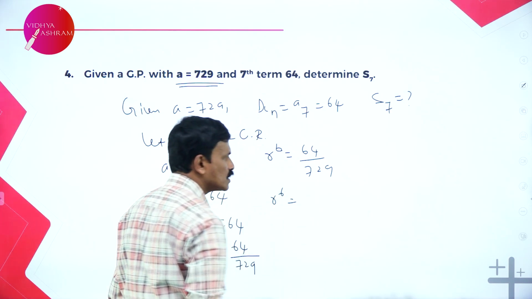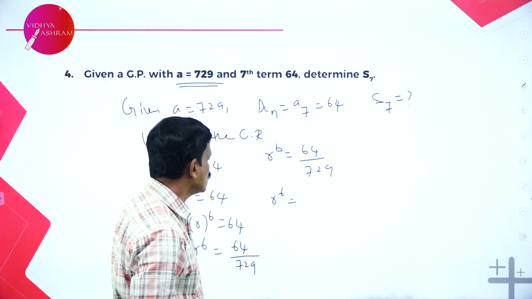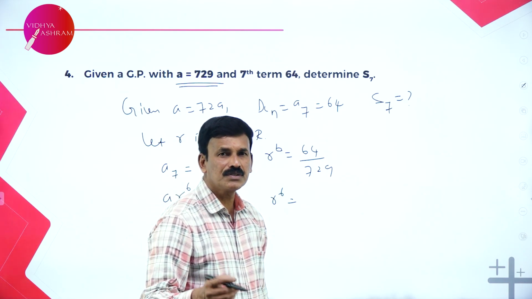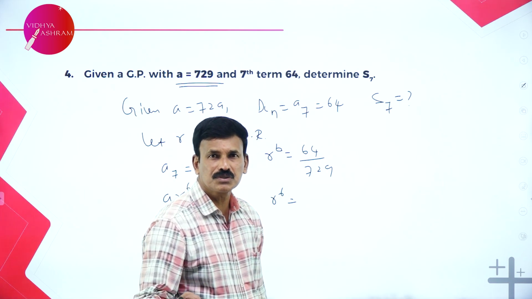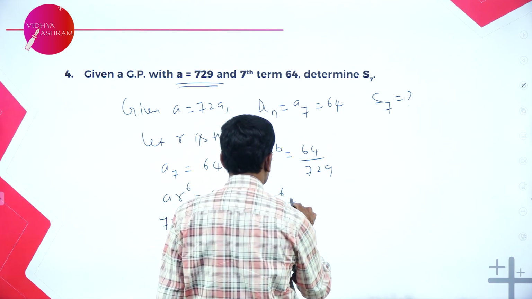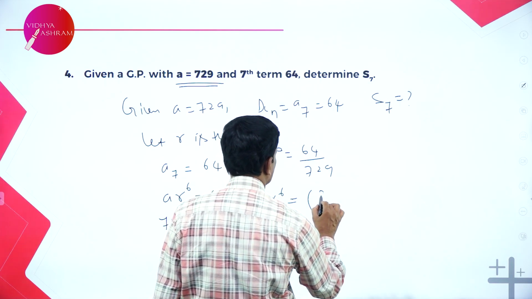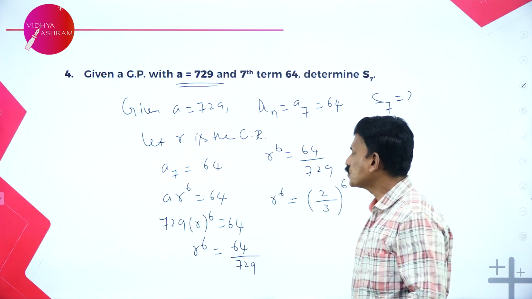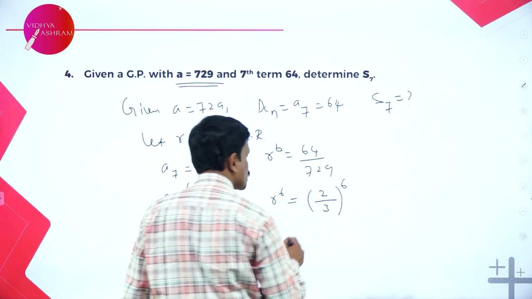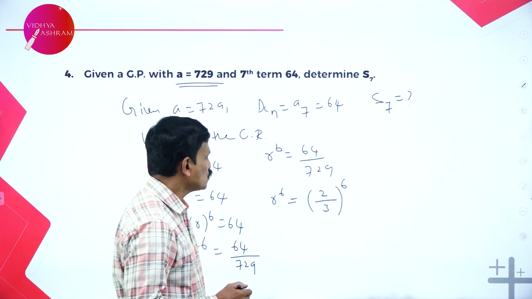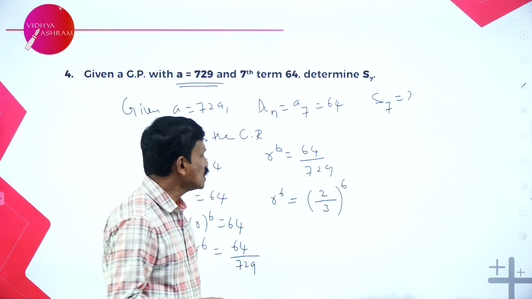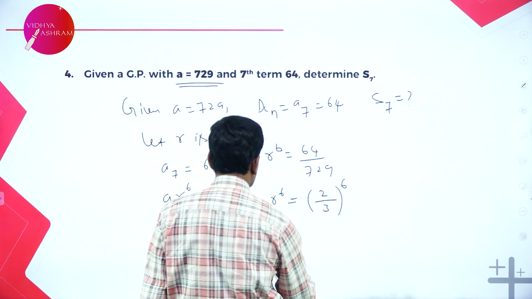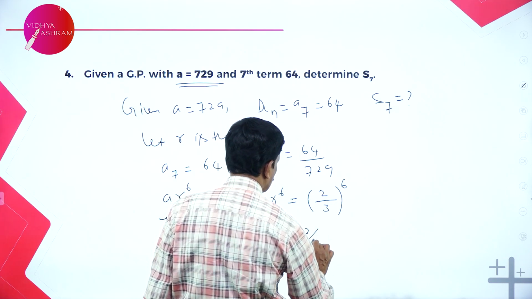Therefore, R to the power of 6 can be written as 64. 64 means 2 to the 4, 4 to the 8, 8 to the 16, 16 to the 32, 32 into 2 is 64. So that is nothing but 2 to the power of 6 divided by 3 to the power of 6, that is (2 by 3) whole to the power of 6. So 64 by 729 can be written as (2 by 3) whole power 6. 2 power 6 is 64, 3 to the power of 6 is 729. So, therefore, the value of R is equal to 2 by 3.